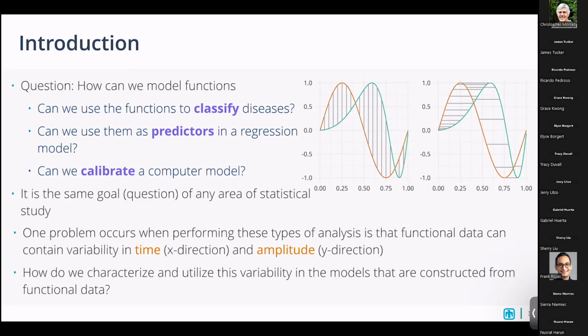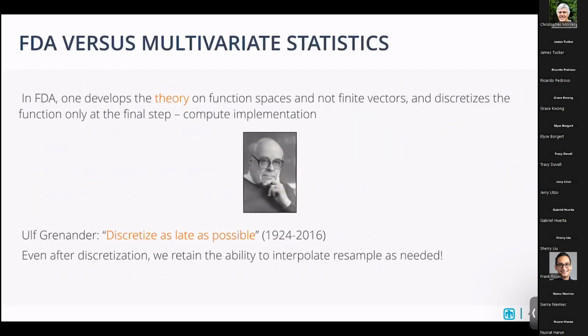That's how we compute a mean. That's how we get under our standard statistics, and we just take advantage of the fact that it's symmetric. But when we get into functional data, the Euclidean distance is no longer symmetric in that case. And really, the difference between functional data analysis and multivariate statistics is that in FDA, one develops the theory on function spaces and not finite vectors, and discretizes the function only at the final step where you compute the implementation.